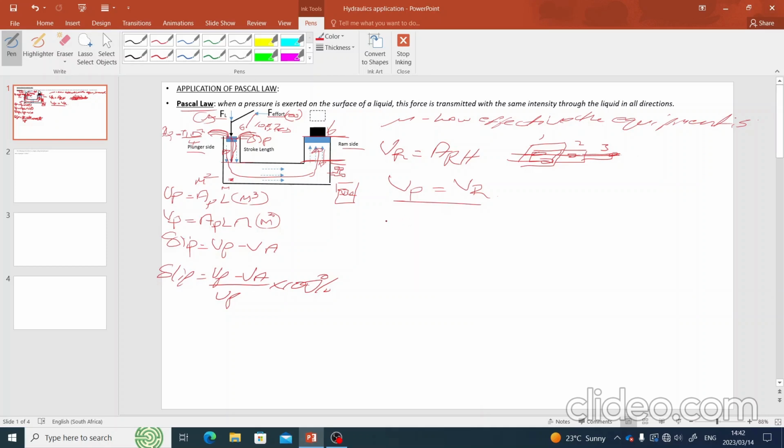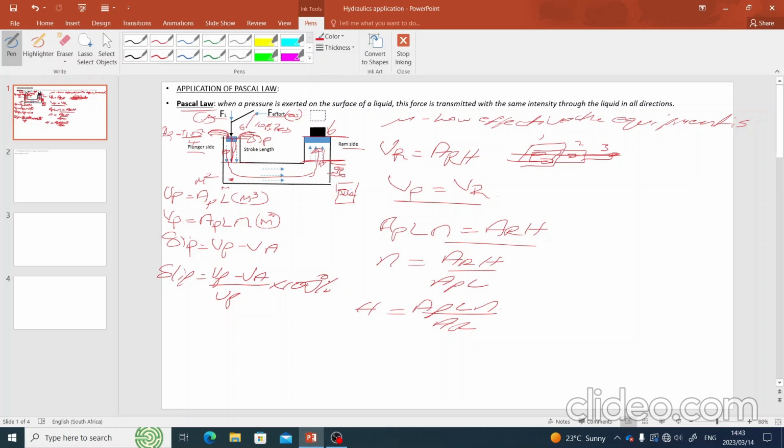If you are given the areas, then it will be area plunger multiplied by stroke length multiplied by number of strokes equals area ram multiplied by height. From here they can ask you to make n the subject of the formula. Then it will be area ram height divided by area plunger stroke length, and you get the number of strokes. Or they can ask you to calculate the height. In calculating the height, it will be height equals area plunger stroke length number of strokes over area ram. It will depend on what they want you to calculate from the given formula.